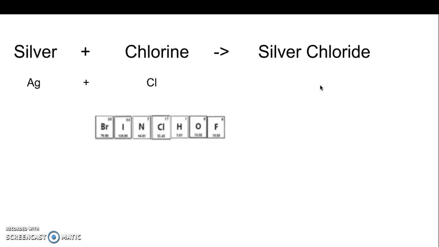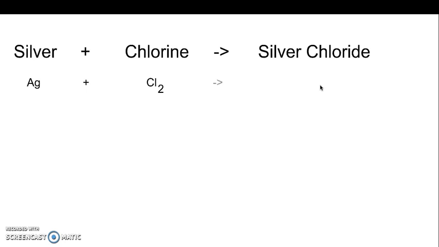Now, remember we always have to check if any of the elements that we write are Brinkelhoff elements, which means that they come in groups of two. We see silver is not a Brinkelhoff element, but we see chlorine is. And so chlorine has to come in twos when it's alone. This gives us silver chloride.